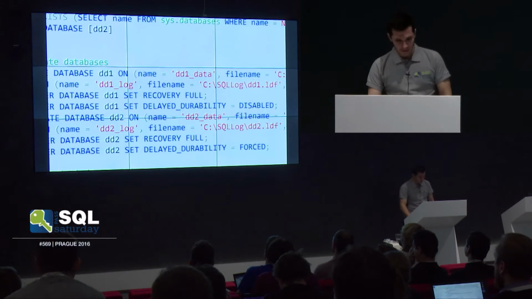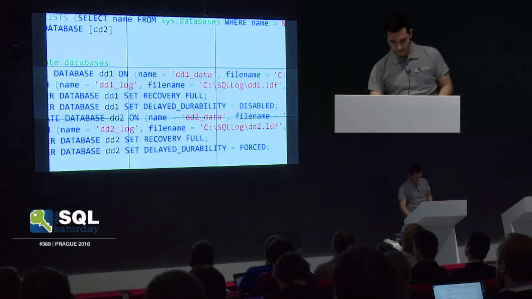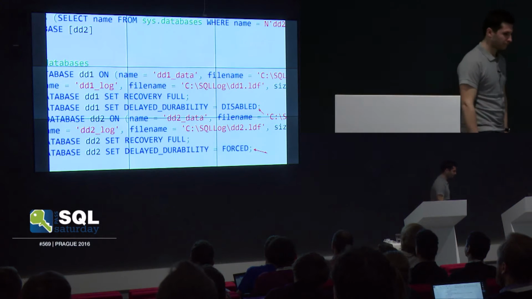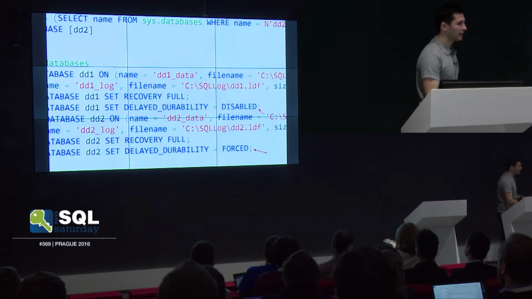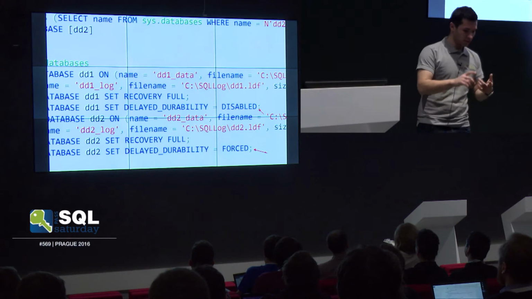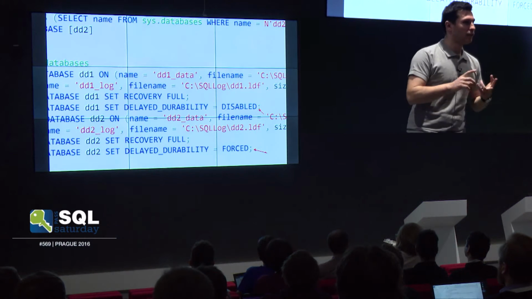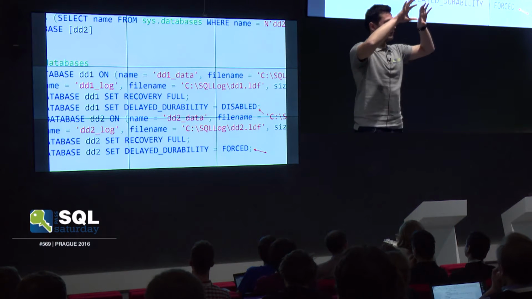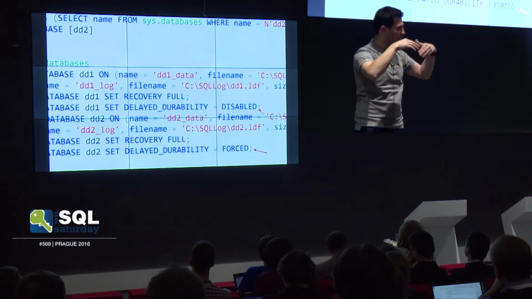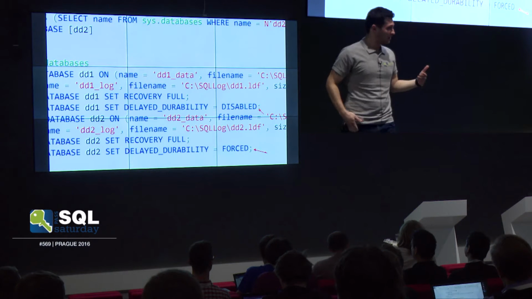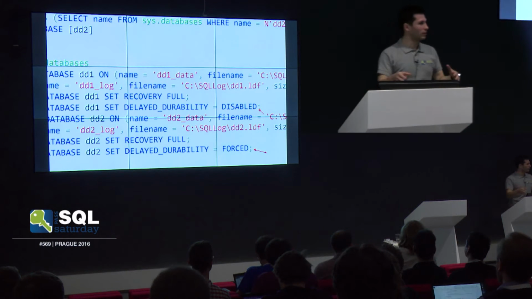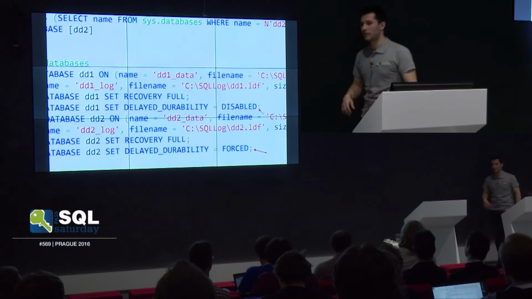I will create two databases. First one is DD1 that has delayed durability disabled, and second one is DD2 that has delayed durability forced. So delayed durability can be set on database level, on the individual transaction level, and if you are using a natively compiled stored procedure. But the database level has precedence over the other two levels. So if it is disabled on your database level, even if you try to do it with individual transactions or a natively compiled stored procedure, it won't work.